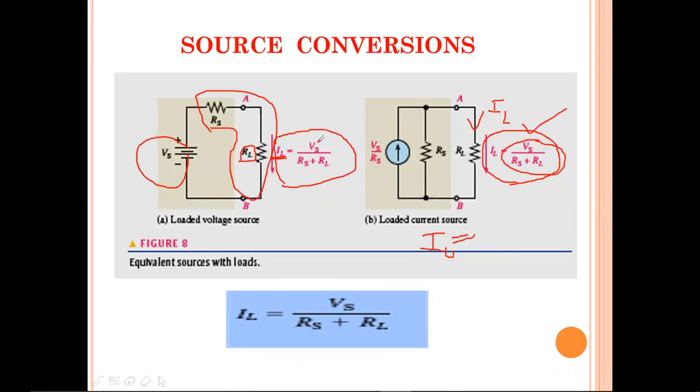IL is equal to total voltage by the addition of these resistances, because these two resistances are in series, meaning RS plus RL will come into the picture. But what about this, sir? How does this come to the same? Both equations are the same, so how does this come into the picture?